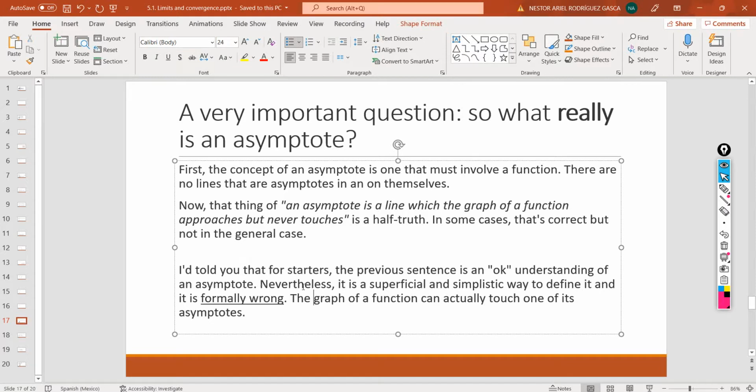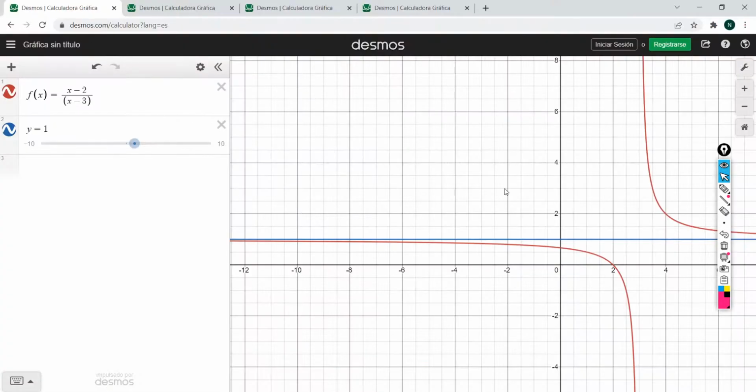Okay, just like I write here. Nevertheless, it is a superficial and simplistic way to define it. And it is formally wrong. It is mathematically wrong because the graph of a function can actually touch one of its asymptotes. Okay, it actually can touch the asymptotes. Let me show you some examples.